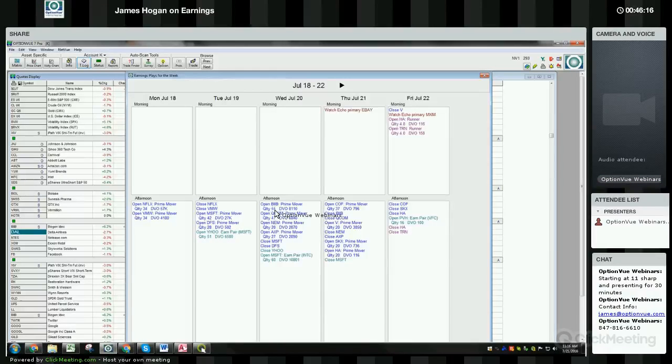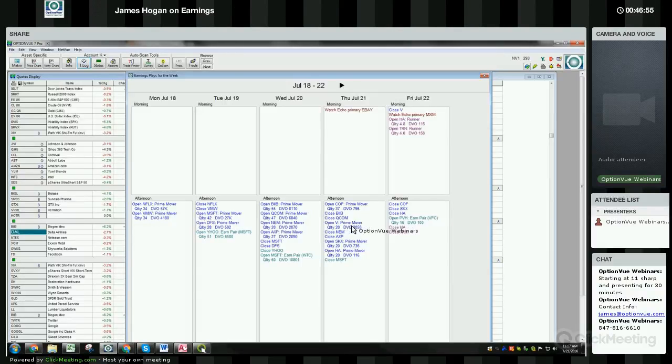Okay. So here are some more prime movers for today that you would have on right now. Okay. Now, this is the echo. So what it tells you here is it's telling you to watch eBay. Okay, that's the primary eBay. So what that means is that if eBay makes a big move, you would then be able to say, okay, eBay made a big move. Now I'm going to go put on the trade on whatever the echo is of eBay. Okay. Here are the trades that are recommended for this afternoon. Of course, you close these other trades later today.